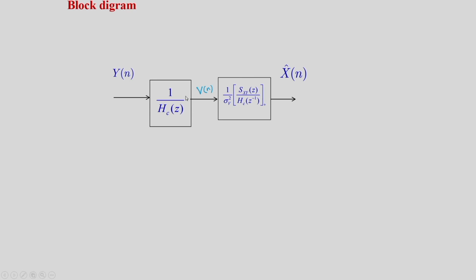We can represent the procedure in a block diagram. y(n) is passed through this filter of transfer function 1 by Hc(z) to get the innovation process p(n), which is now passed through this filter 1 by sigma v square into the positive part of Sxy(z) divided by Hc(z inverse), and we will get the estimator x hat(n). This is the principle of the causal IIR Wiener filter.